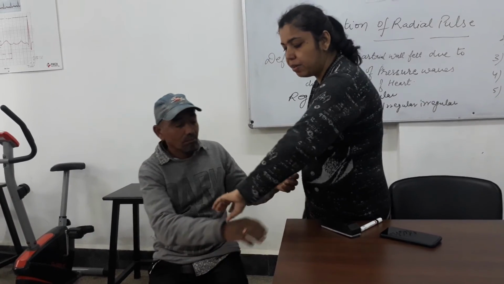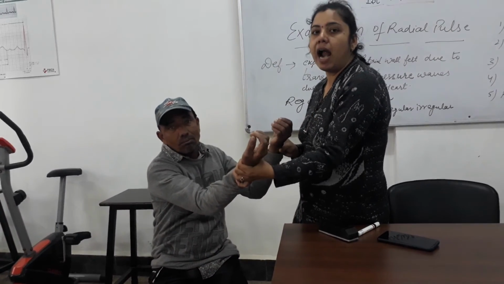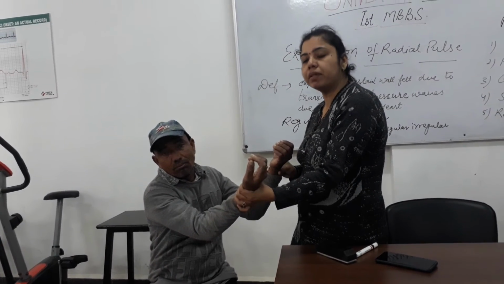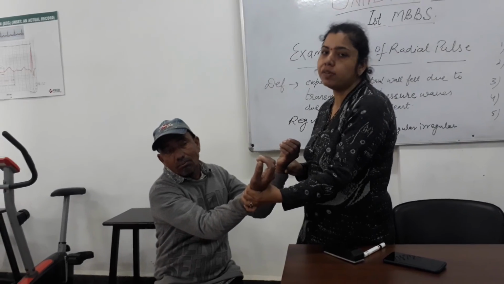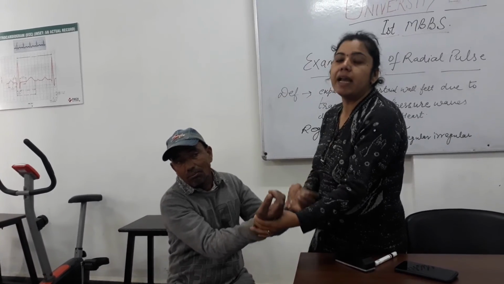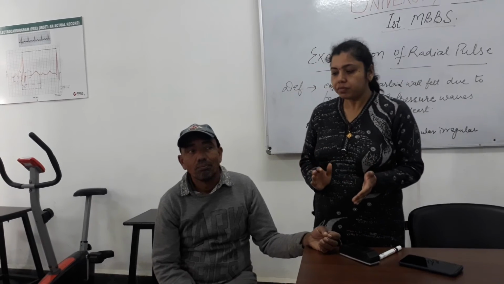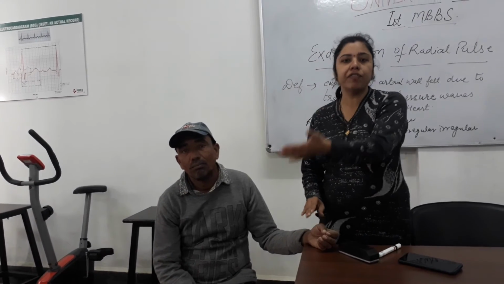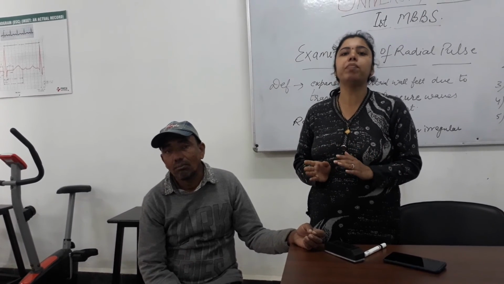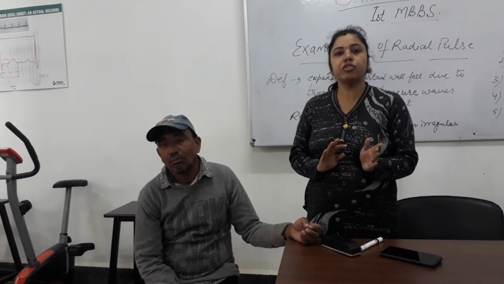Then next is the equality. In equality, you have to feel the radial pulse in both the hands simultaneously. All the parameters like rate, rhythm, volume, tension should be equal on both sides, or it should be bilaterally symmetrical. That means the equality of the pulse. Next is the delay. Delay means you have to feel both the radial artery and the femoral artery in the groin region at the same time, and it should be possible to palpate both arteries at the same time. There should be no gap. So that is called no delay.